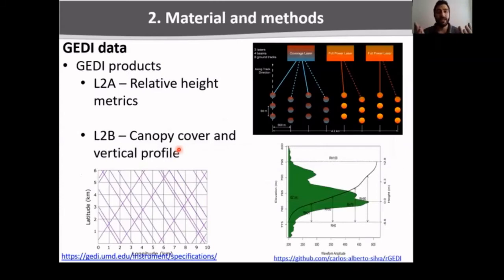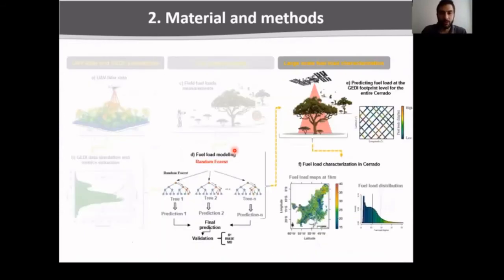So for the GEDI data, GEDI already provides many products, and we know that it's all those 25-meter diameter circles, and the data we get is full waveforms. GEDI provides not only the full waveforms, but also the relative height metrics, and canopy cover and vertical profile metrics. So we downloaded them to apply our models. We finally applied our models to all those data over Cerrado to get our fuel load maps.